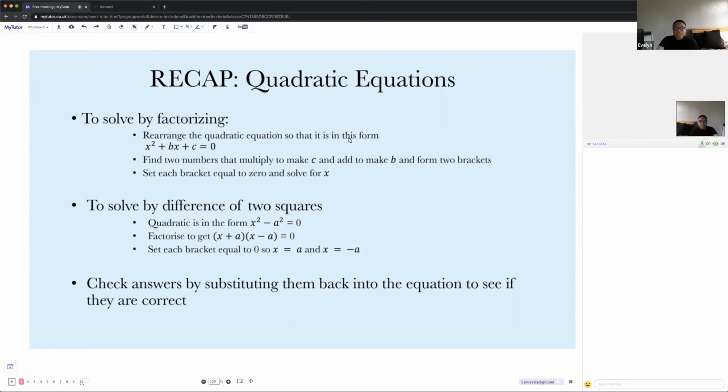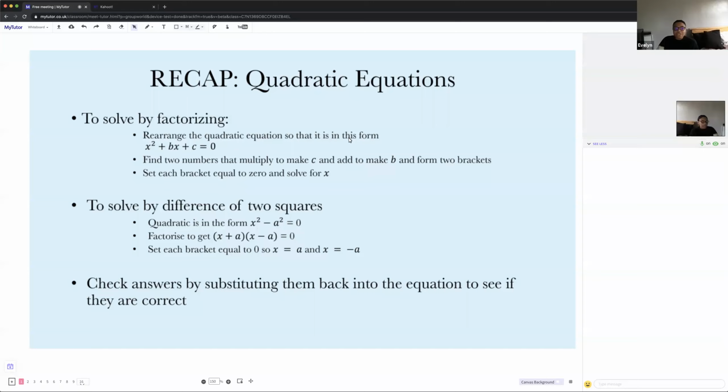Now, to solve by difference of two squares, remember we'll have an x squared and then minus a squared number, and that equals 0. So remember, we're still making sure that the equation equals 0. Then since you have your squared number, you just square root it and you have x plus that number, x minus that number, then you set it equal to 0. And when you set each of the brackets equal to 0, you get x equals a and x equals minus a. We're going to go through some example questions because all the letters can be a little bit confusing. But one important point that I'd like to make is make sure that you check your answers by substituting them back into the equation and see if your numbers are correct.